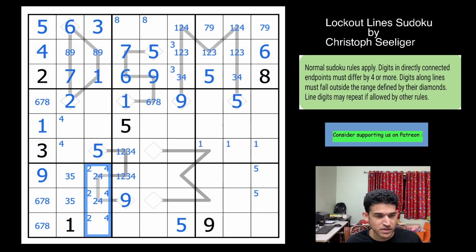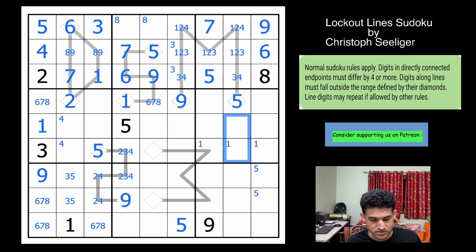Let me remove the corner pencil marks. 2, 4. This is a 6, 7, 8. And this is not 1. So it's 2, 3, 4. I should have resolved this long back. God knows how long it was waiting for me to see that. So 9 goes here, which means 9 is in this domino. These two cells take a 9.